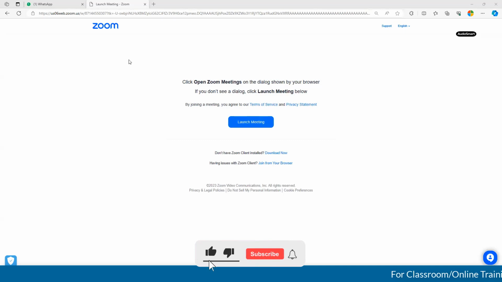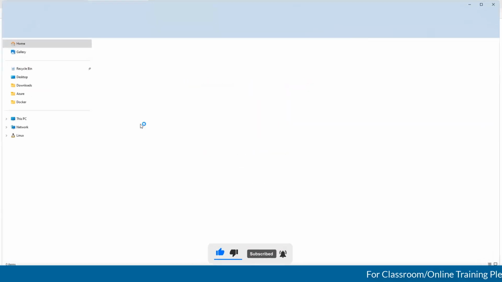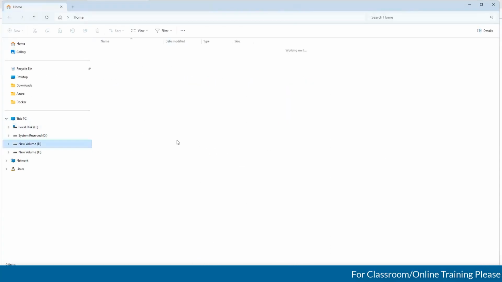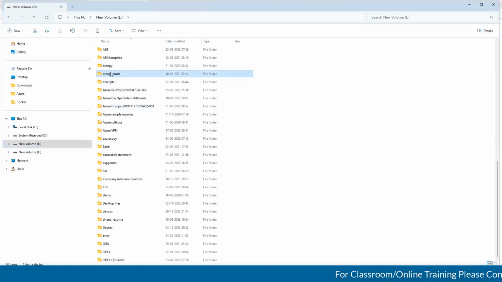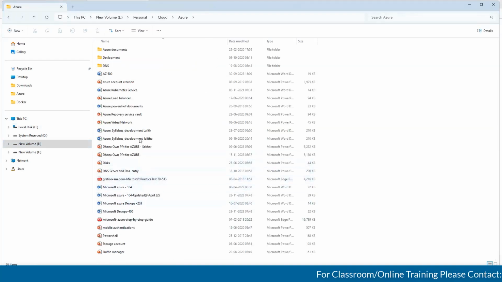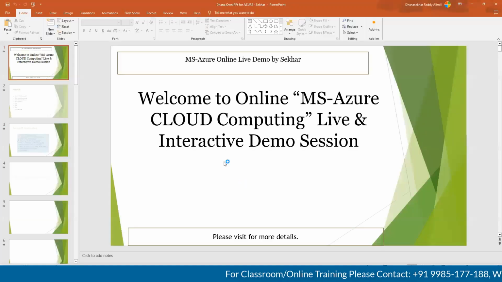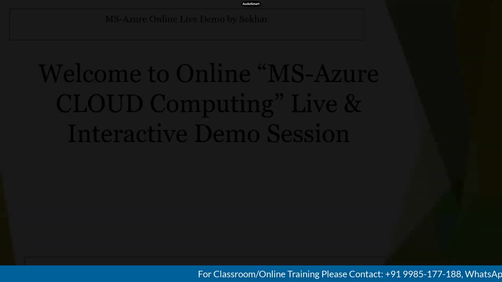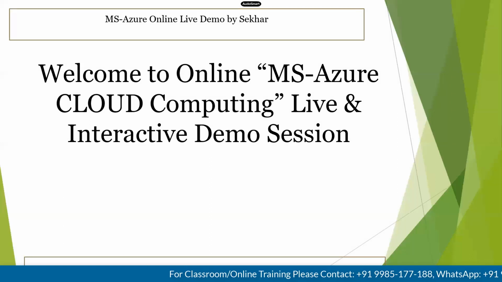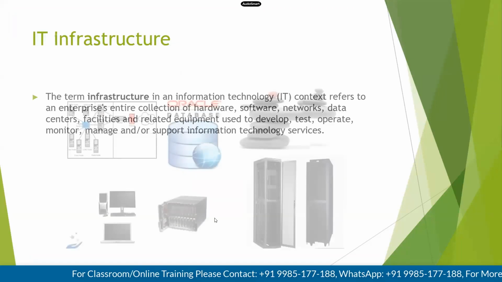Before going for Microsoft Azure, I want to let you know something about IT infrastructure. Do you know what IT infrastructure is? Can anyone tell me? IT infrastructure is nothing but a collection of hardware, software, switches, network, and load balancer. Am I right? So, this is the exact picture of IT infrastructure.